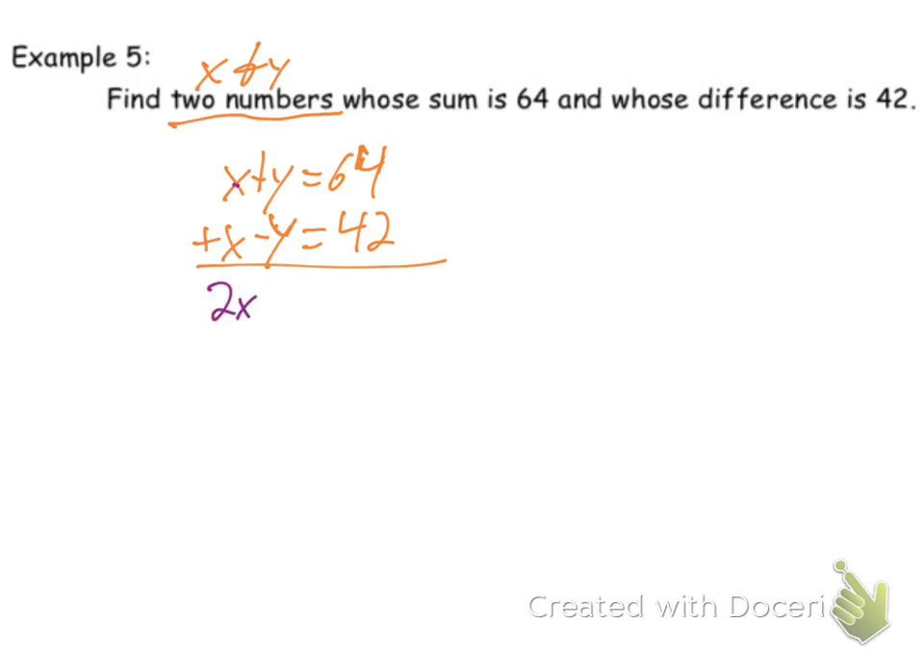What is Y plus negative Y? 0. Tristan, what is 64 plus 42? 106. You had it on your own. No, you're good. So 2x equals 106. Now, is that an equation we can solve? Yes. How do we solve this now?